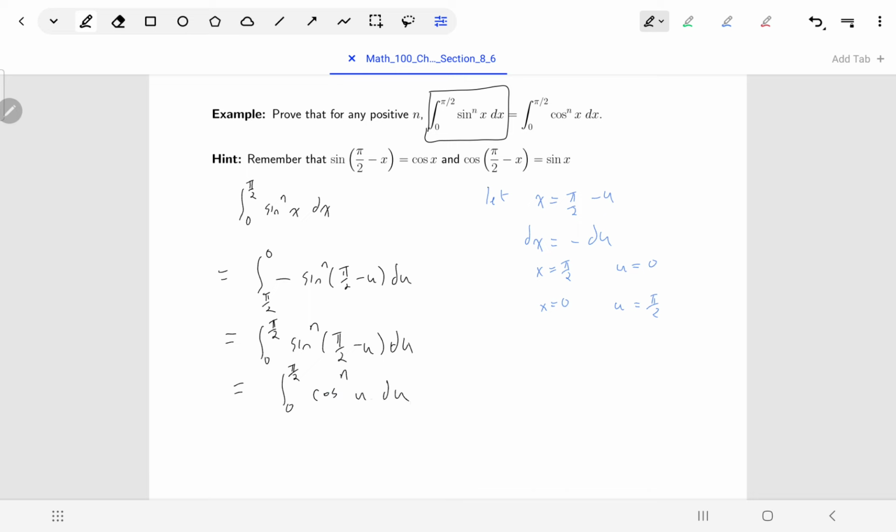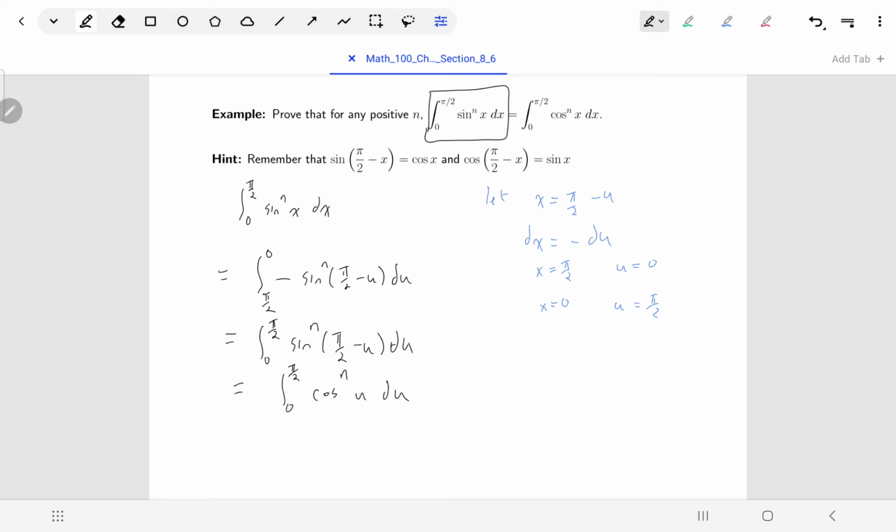And now we'll finish things off with one last little step, which is to remind ourselves that since this is a definite integral, whether I'm integrating with respect to u or x doesn't really matter. So actually, this definite integral from 0 to pi over 2 of cosine^n of u du is the same thing as the integral from 0 to pi over 2 of cosine^n of x dx.